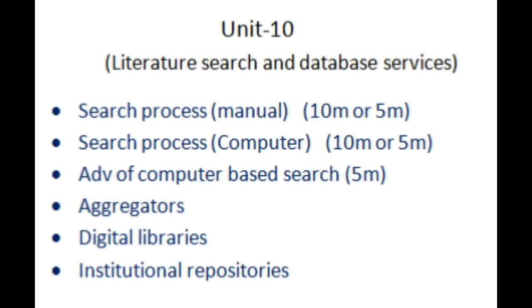Next, advantages of computer based search. This question is for 5 marks, and there are possibilities of aggregators, digital libraries, and institutional repositories. Out of these three, chances of one will be there. So for 5 marks, be prepared.